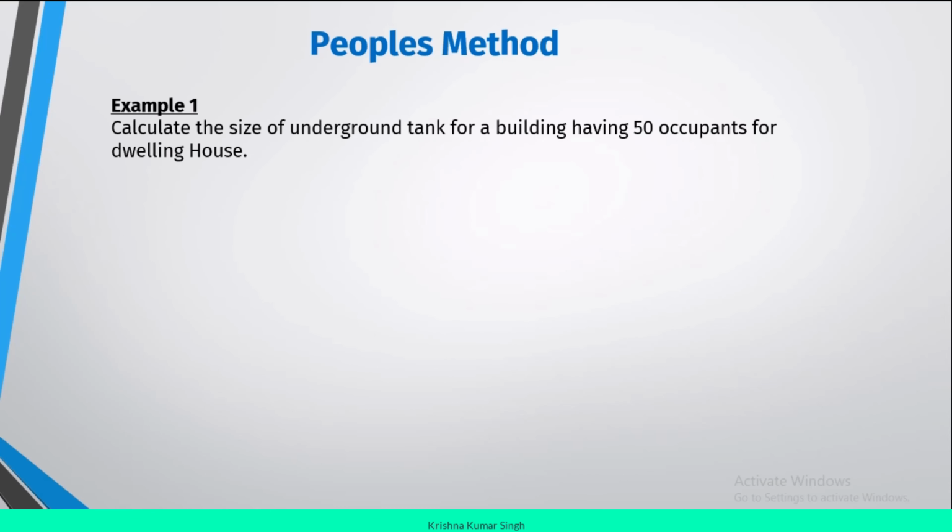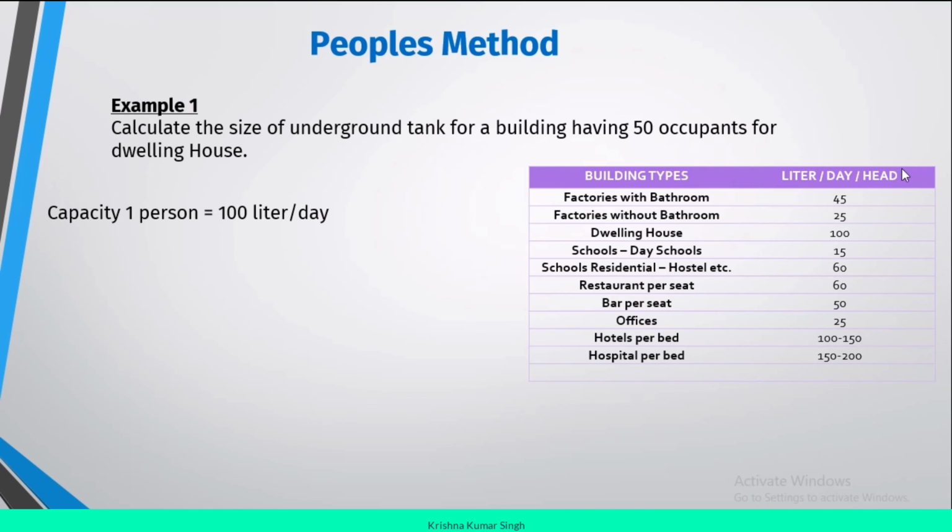For the People's method, I have taken example 1, in which we need to calculate the size of an underground tank for a building having 50 occupants for a dwelling house. Now, the capacity for one person is 100 liters per day. Okay, from where do we get this value? From this table. You have to note it down in your notebook. This table is very important for the People's method. All the values you will get from this table. So here for a dwelling house, liters per day per head for one person is 100.